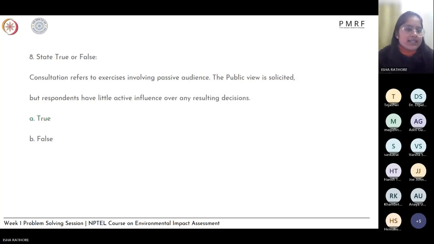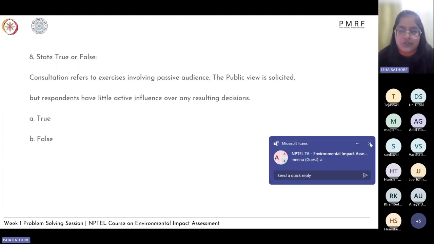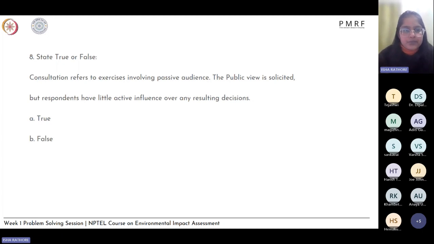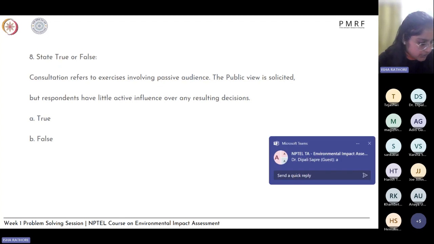Okay, moving on. Again, a state true or false statement. Consultation refers to exercises involving a passive audience. The public view is solicited, but respondents have little active influence over any resulting decisions. So is this true or false? Again, this is from another week, which we have not discussed so far. All of these questions apparently are from different weeks' content. So we have a few A's. Okay, so A is the correct answer.